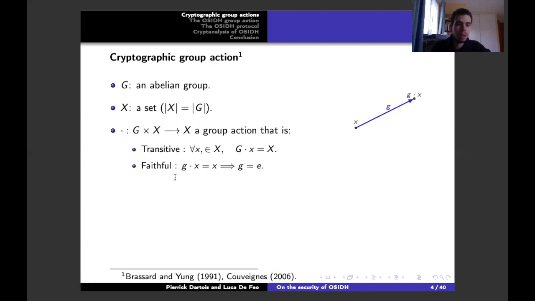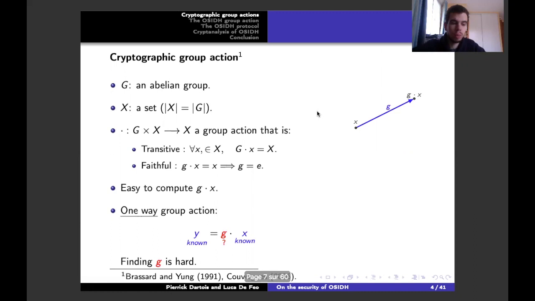It needs to be faithful also. Only the trivial element acts trivially. The group action needs to be easy to compute for cryptographic needs. And finally, it needs to be one way to ensure cryptographic security: if we know X and Y in the space related by a secret group element G, then G is hard to find.